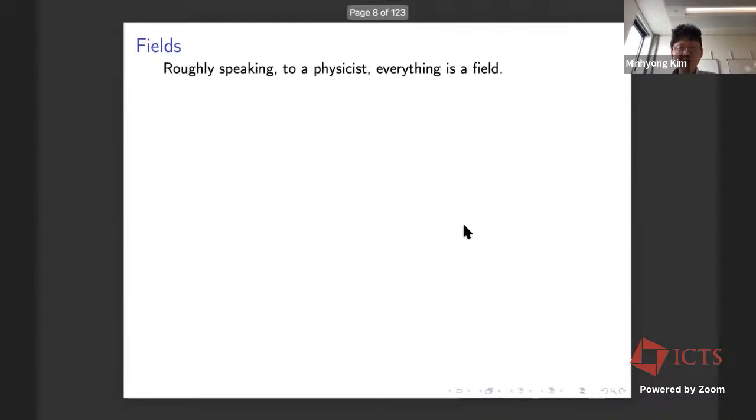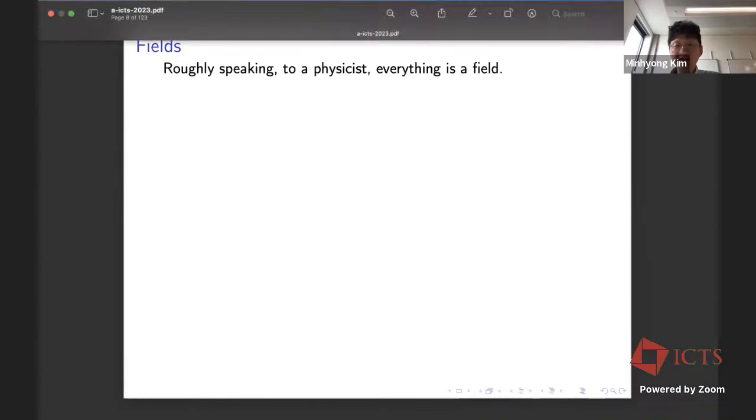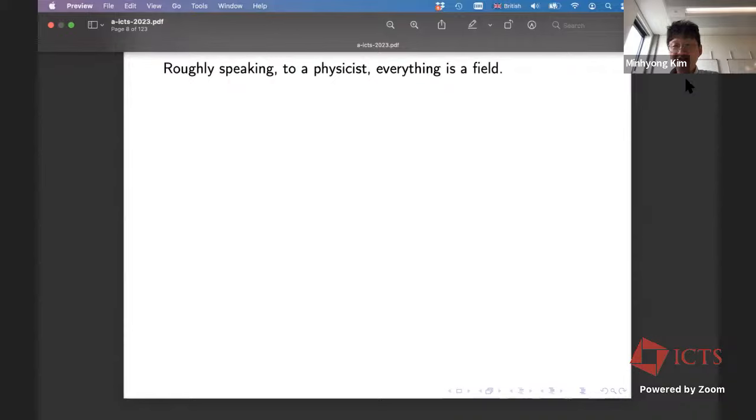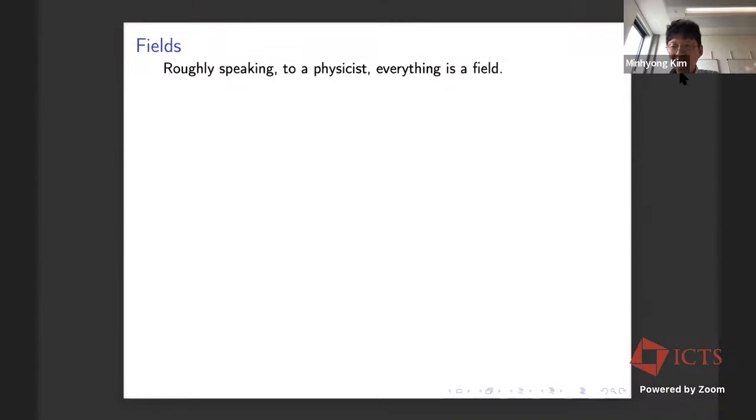Now, fields, for a physicist, it's reasonable to say that, roughly speaking, anything is a field. So any object is a field. I'm a field. So a particle is a field. Everything is a field, roughly speaking. Maybe even precisely speaking. But there's something to be learned from this perspective for a lot of mathematicians, I think, and number theorists in particular.